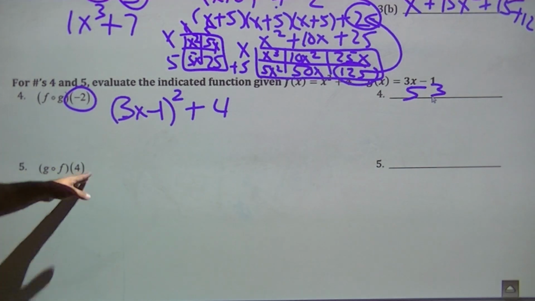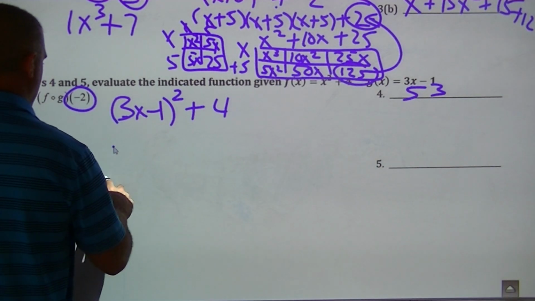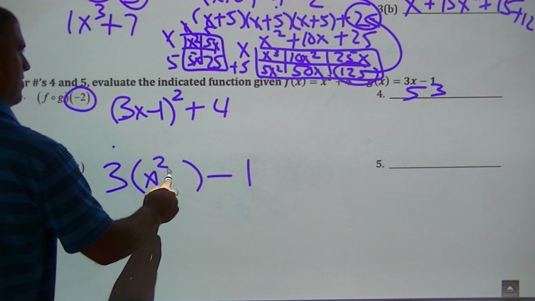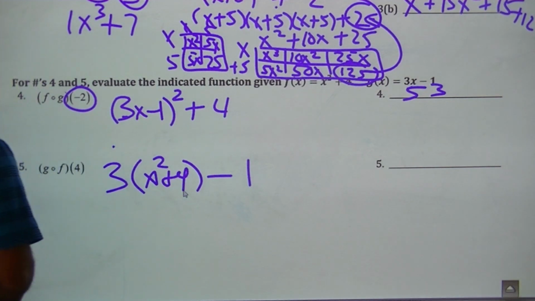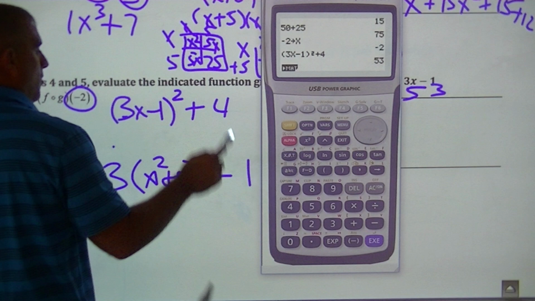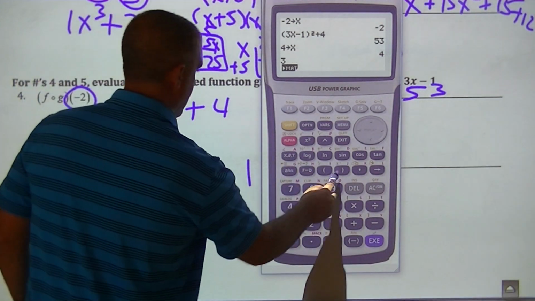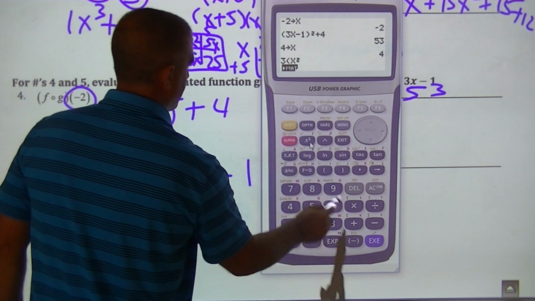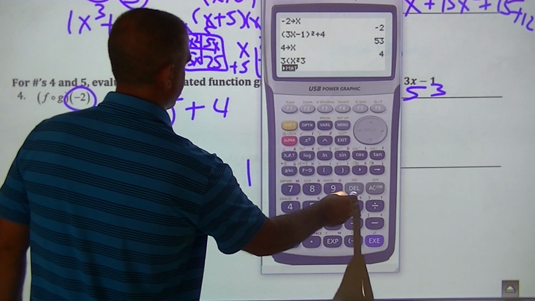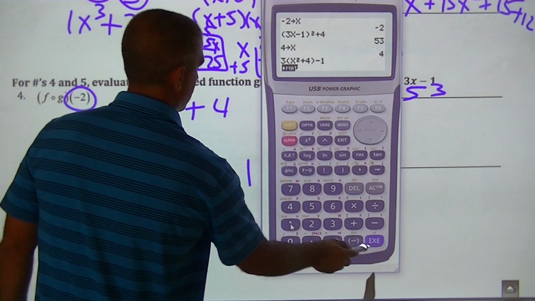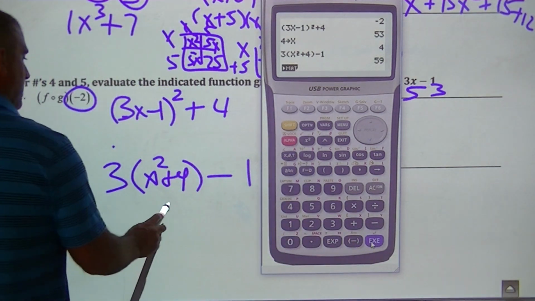Okay, g of f of 4, I do 3 parentheses minus 1. I'm going to put x squared plus 4 in there. And now what I'm going to do is I'm going to store the 4. So 4 arrow x, execute, 3 parentheses x squared plus 4 minus 1. So I get 59 there.